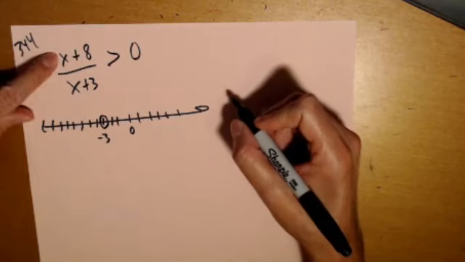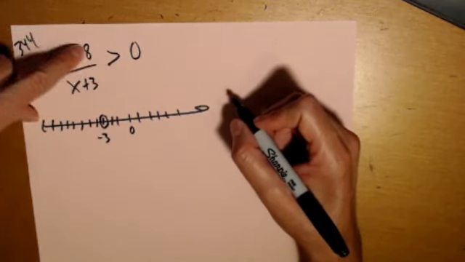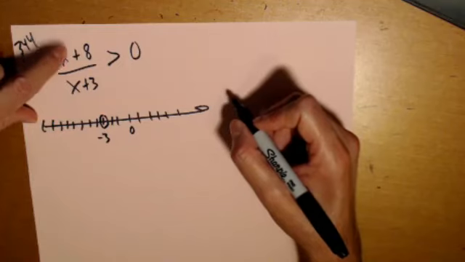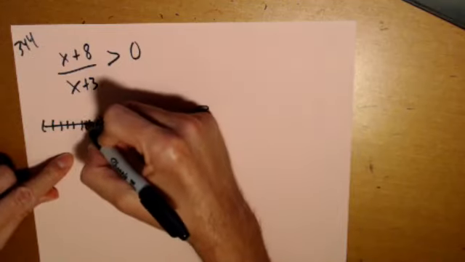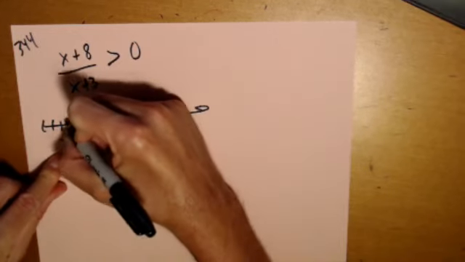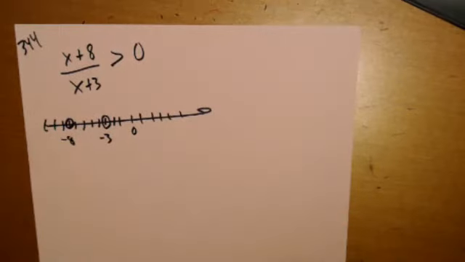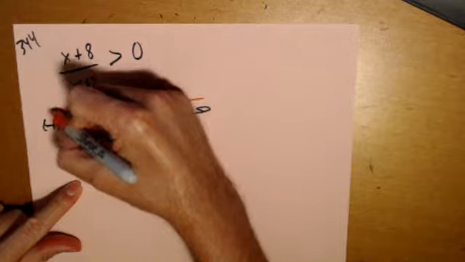Now up top, open circle or closed circle? It's not or equal to, so it's going to get an open circle. So go to -8, open circle. Okay, and now you should see 3 areas, between the test points and outside them.